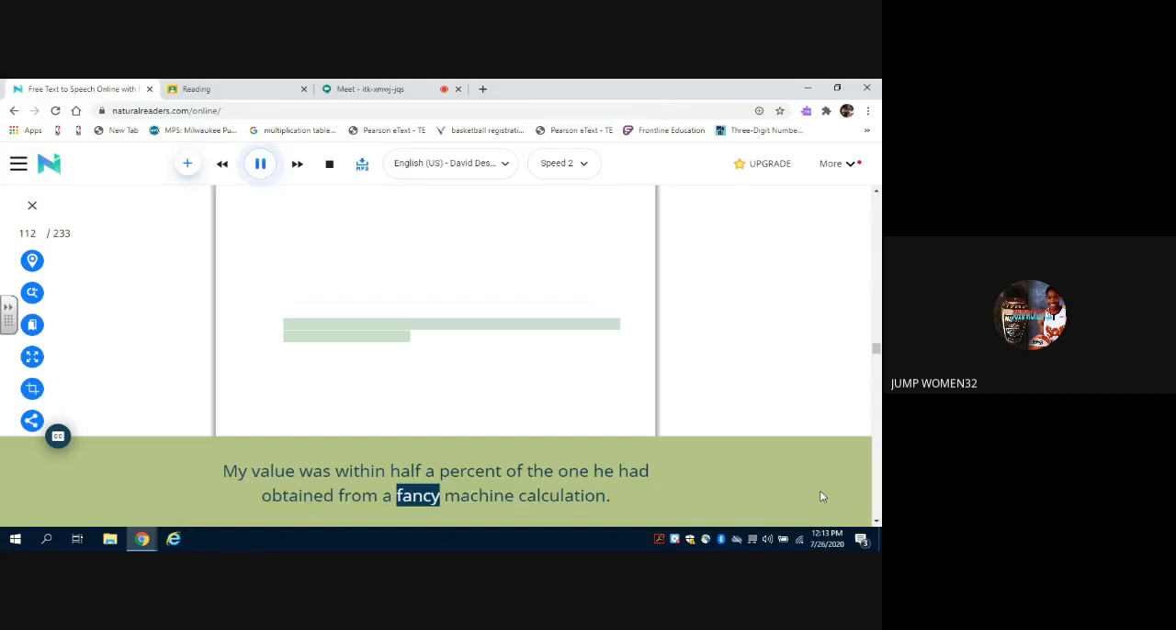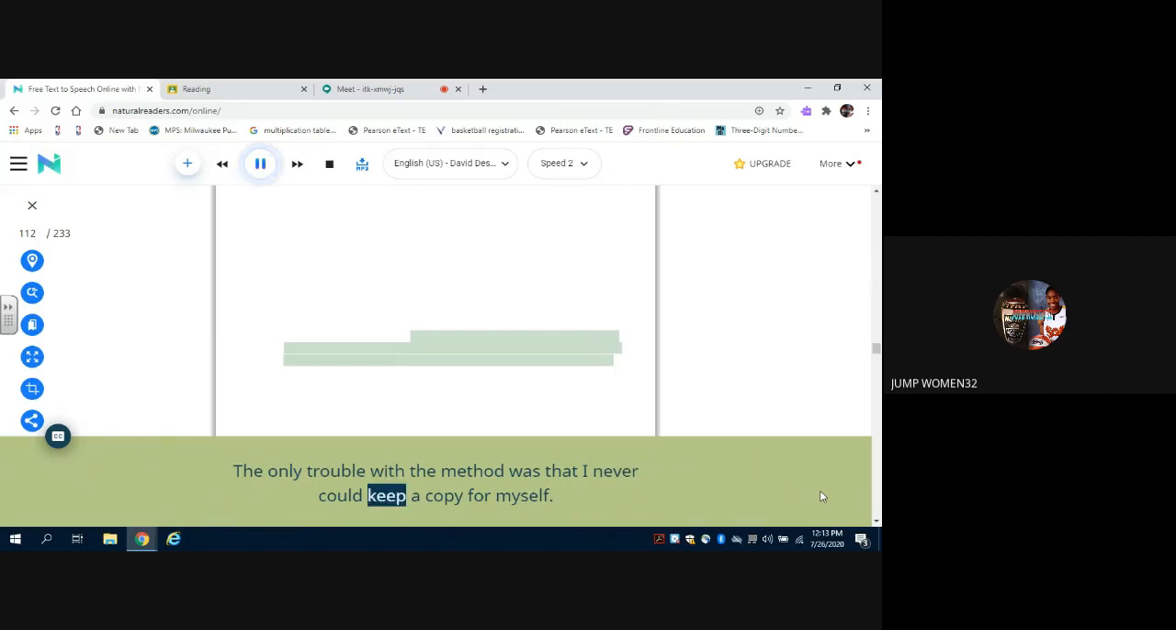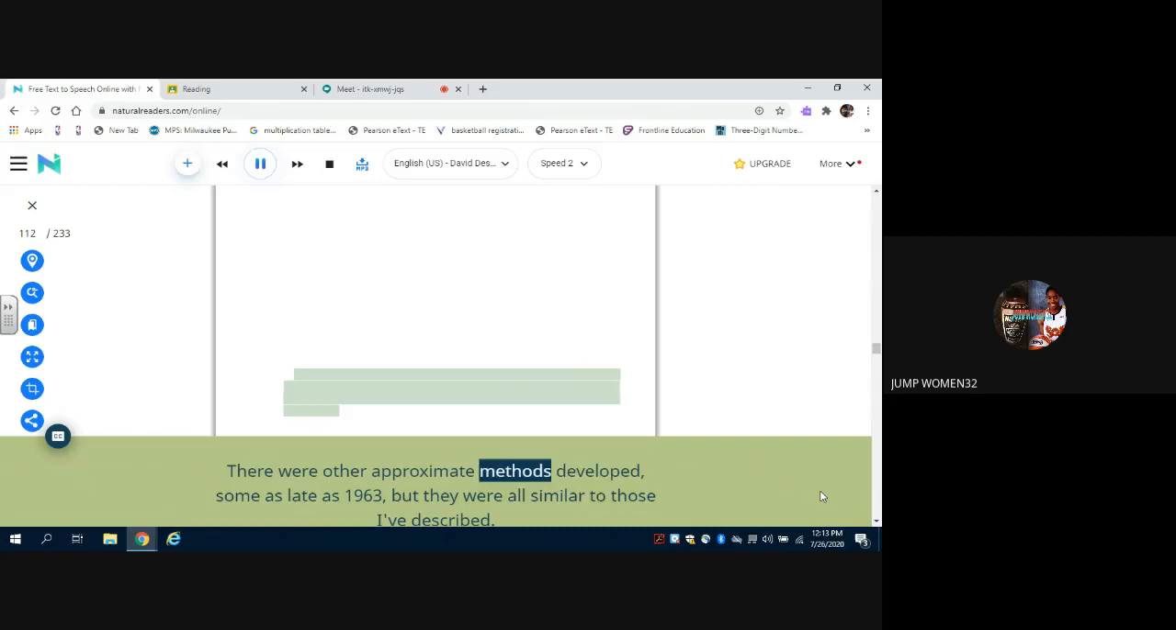The only trouble with the method was that I never could keep a copy for myself. Some character was always mooching my last copy, and I'd have to run off another 50 or so. There were other approximate methods developed, some as late as 1963, but they were all similar to those I've described. But the day of the shorthand method is gone, as is, thank God, the complete hand calculation.